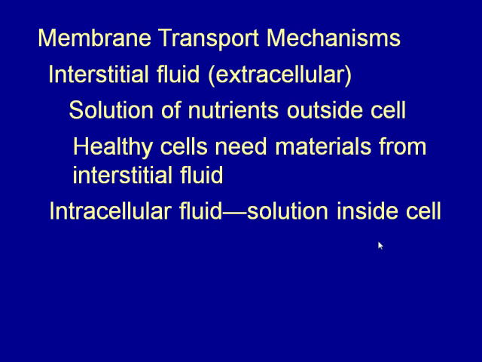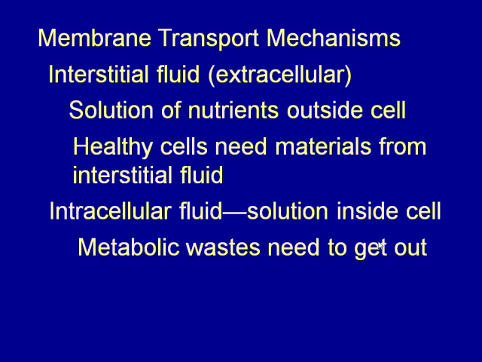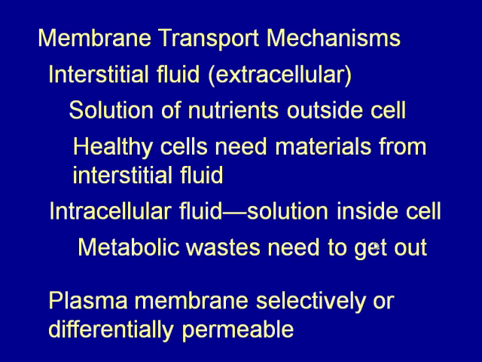If a cell has metabolic activities going on, there are going to be some metabolic waste products. If these are allowed to build up in the cell, they will damage it and kill it. So we have to have a way to get these waste products out. The cell membrane, because of its selective permeability or its differential permeability, allows some things in and some things out. That's the whole function of the cell membrane.